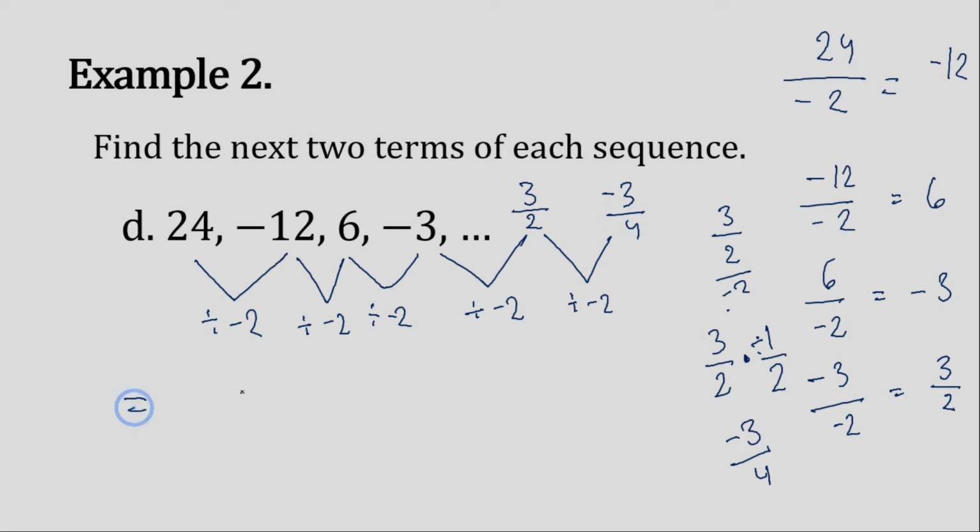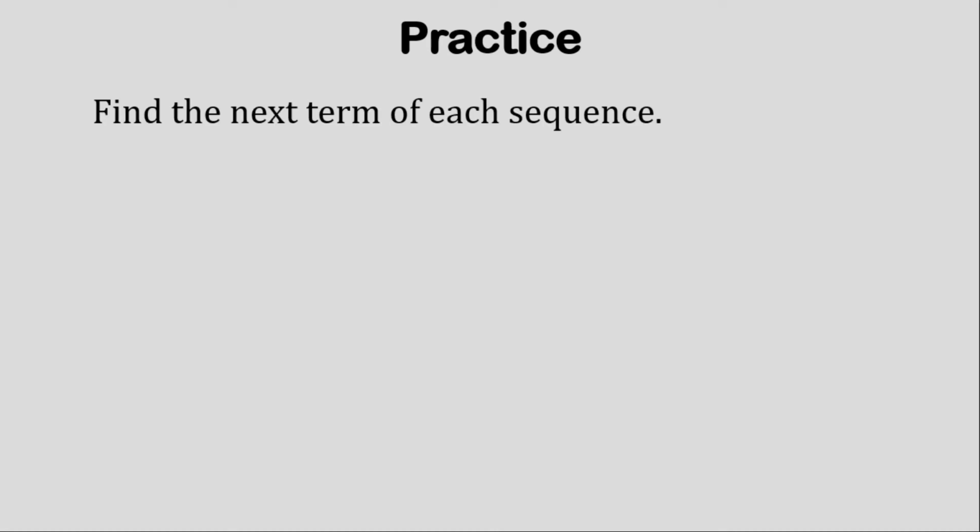So the answer for this, the next two terms, are 3 over 2 and negative 3 over 4. So these are the answers. So that's how to find the patterns and look for the next number. Now let's go to a practice part of the lesson, wherein we're going to solve difficult or average problems.